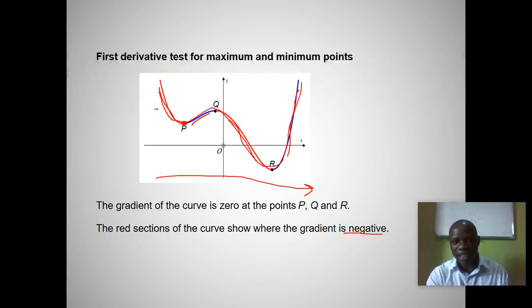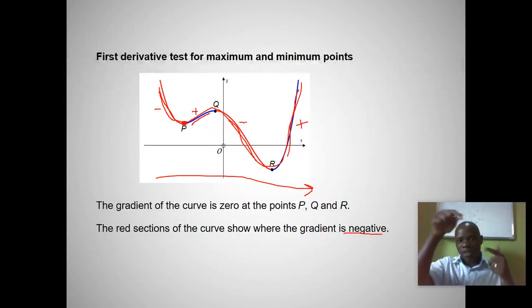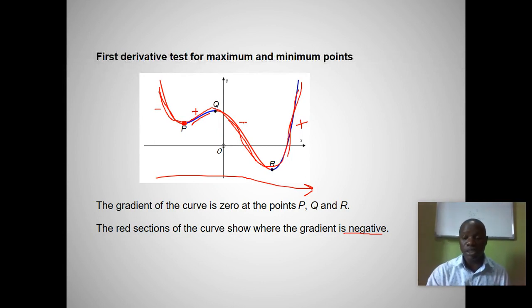As we slide, the gradient is negative. As we climb, the gradient is positive. As we slide, the gradient is negative. As we climb, the gradient is positive. So when we go from negative to positive, it's a low point, so it's a minimum. When we go from positive to negative, it's a high point, so we are on a maximum. Those are the basic rules that I want you to see.